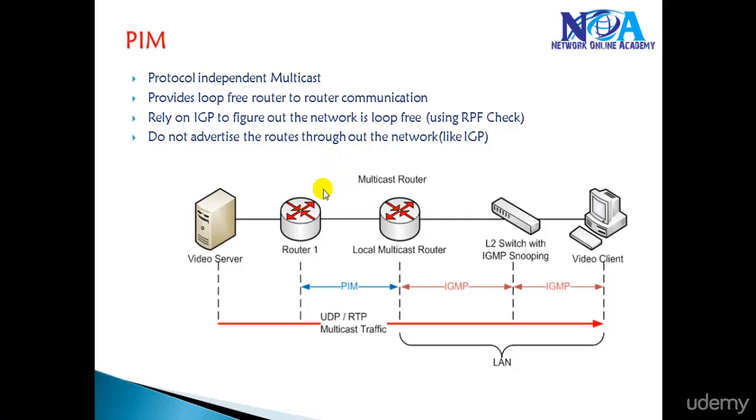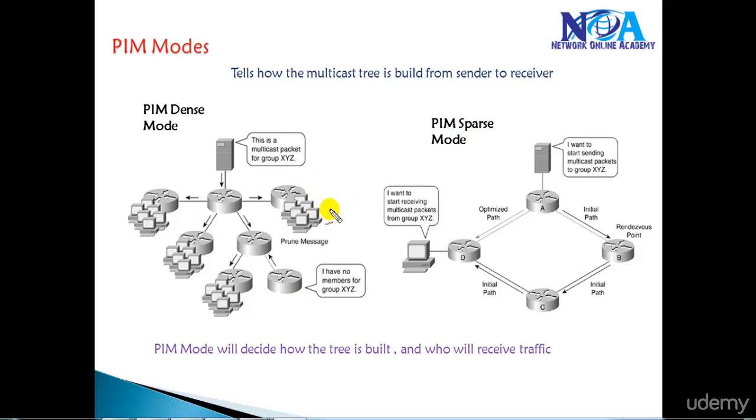PIM operates in two different modes: PIM dense mode and sparse mode. Let's see the difference between the dense mode and the sparse mode. The mode tells exactly how the multicast traffic is going to be sent from the sender to the receivers. Let's say I have a sender who is sending multicast traffic, and I have some receivers somewhere, and the question is how the multicast traffic is going to be sent. PIM operates in two modes, and the first one is dense mode.